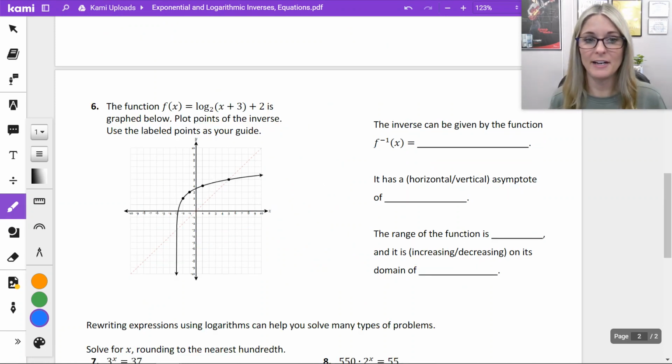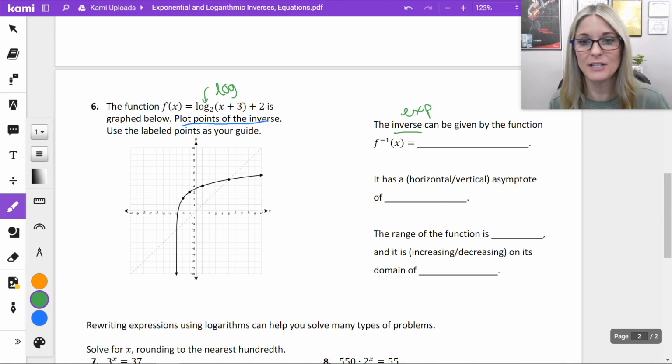The function provided, however, is f of x equals log base 2 of (x plus 3), plus 2, graphed below. Plot the points of our inverse and use those labeled points as your guide. Let's go ahead and do that. Again, let's show this is obviously a logarithm. Our inverse is going to be an exponential function.